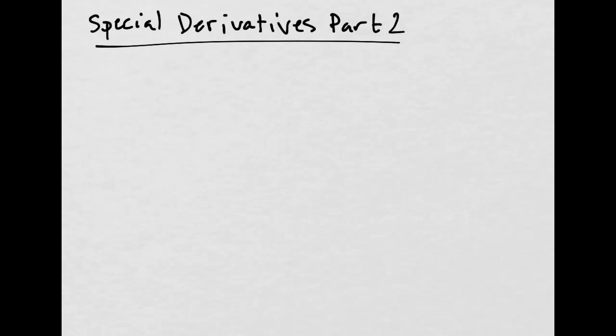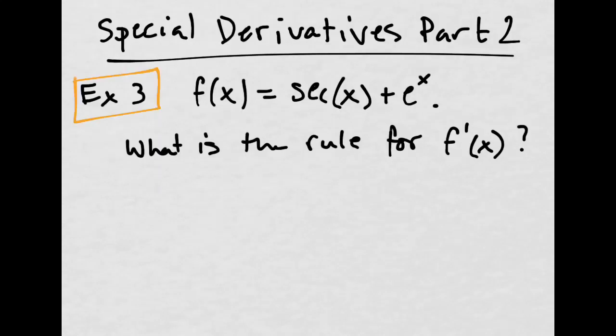Special derivatives, part 2. Here we go. Let's take a look. This one is simply a weird way of saying take the derivative. So f of x equals secant x plus e to the x, and it's asking what is the rule for f prime of x. All you're doing is just taking the derivative.